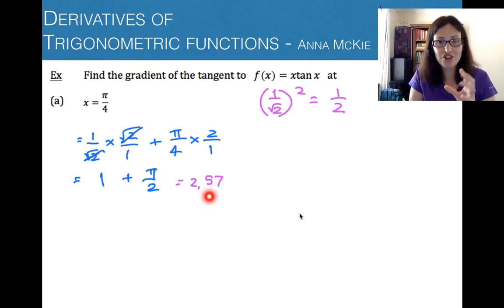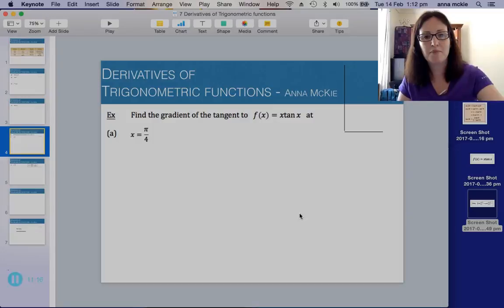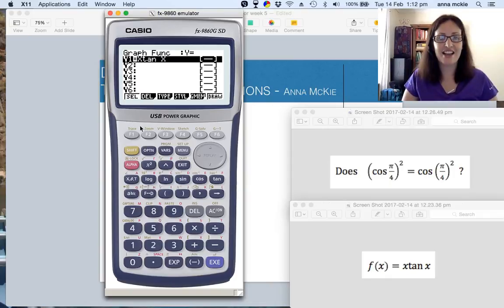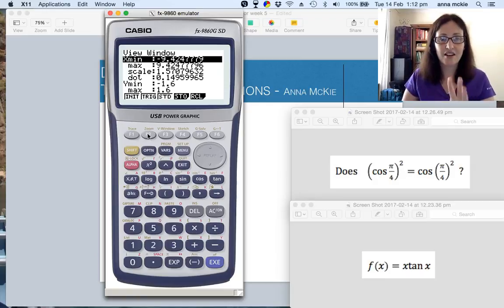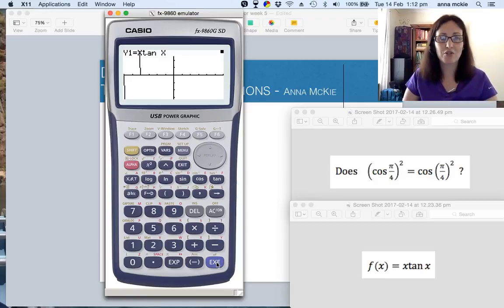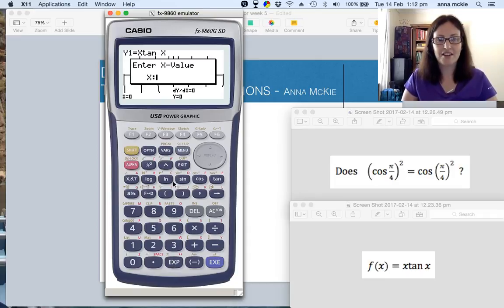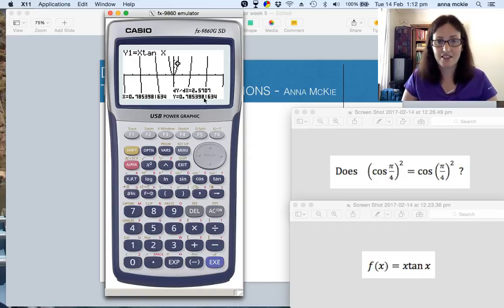Let's check this visually with a graph. Off to our emulator, 2.57 we're after. So here's our function x tan x. Which view window? A standard, no, we're after a trig window. Remember to be in radians, graph that. And we are after the value of the tangent at pi on 4. Shift trace, again making sure your derivative is turned on. Pi on 4, we wanted 2.57, there we are, 2.57, so we've got the right answer.